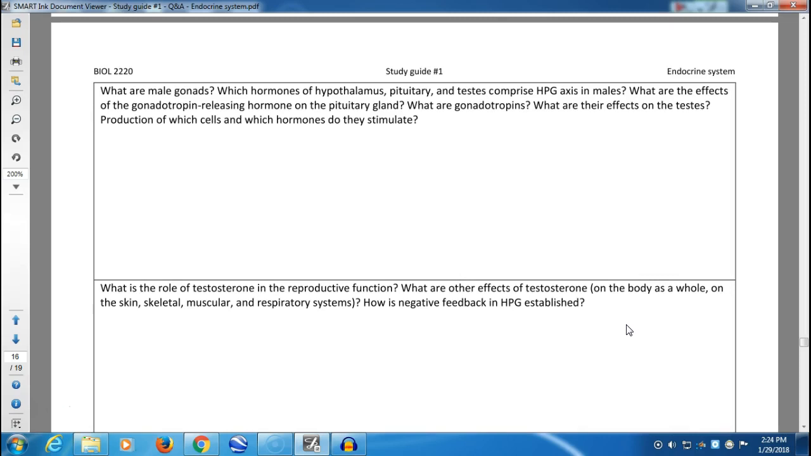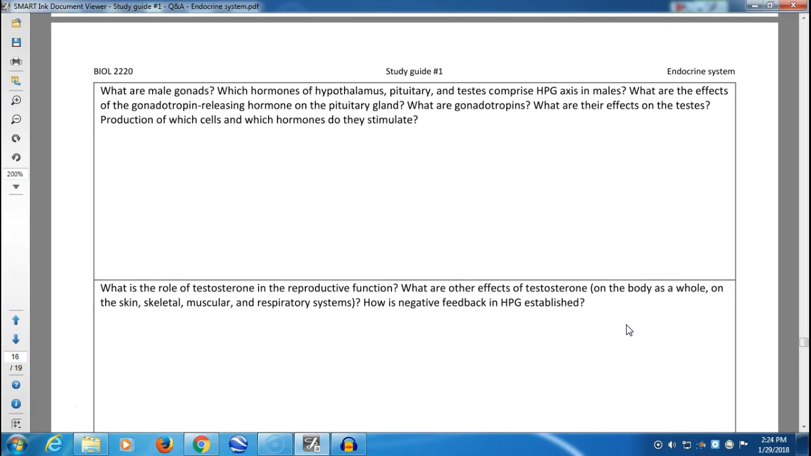In males, what are the effects of testosterone and inhibin on the first two hormones of the axis? Testosterone, what does it do to? Yep. It inhibits FSH and LH and inhibits gonadotropin releasing hormone and stimulates gonadotropin inhibiting hormone.